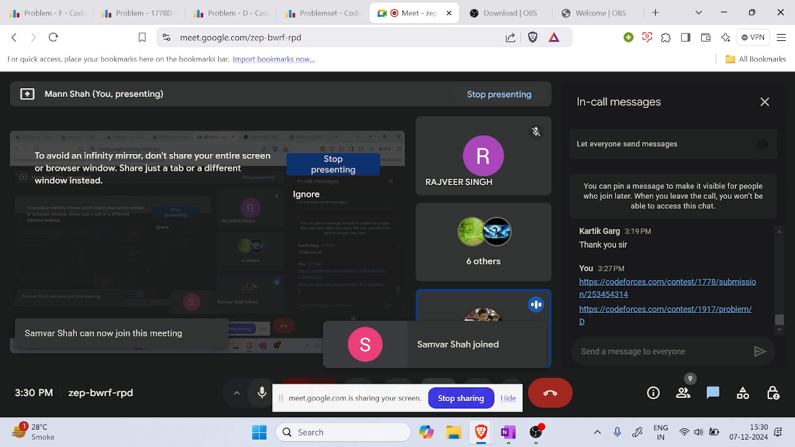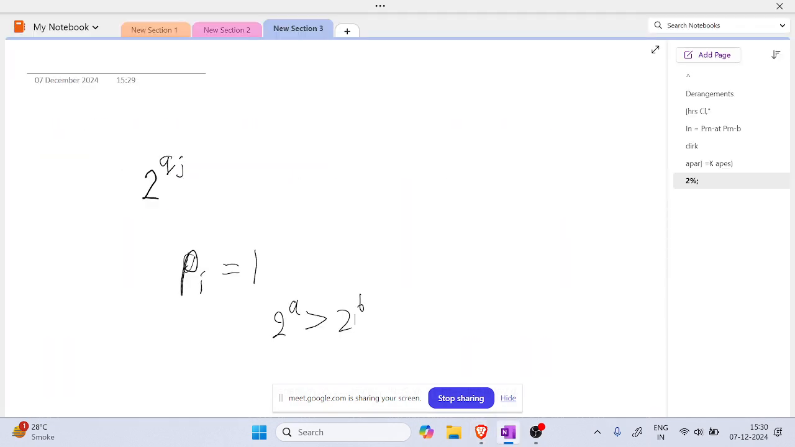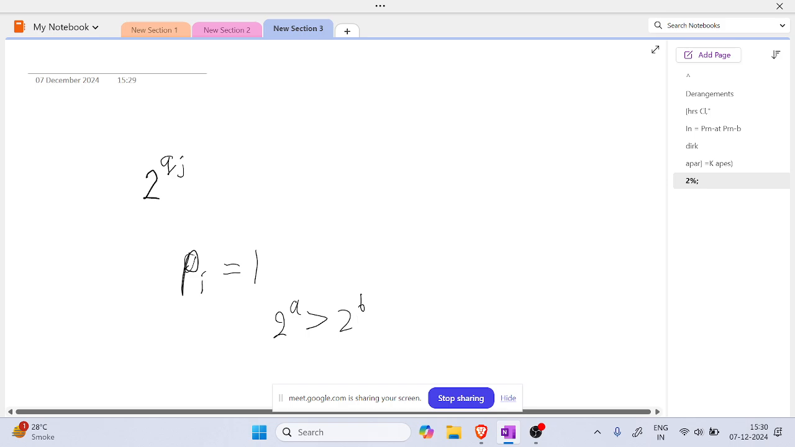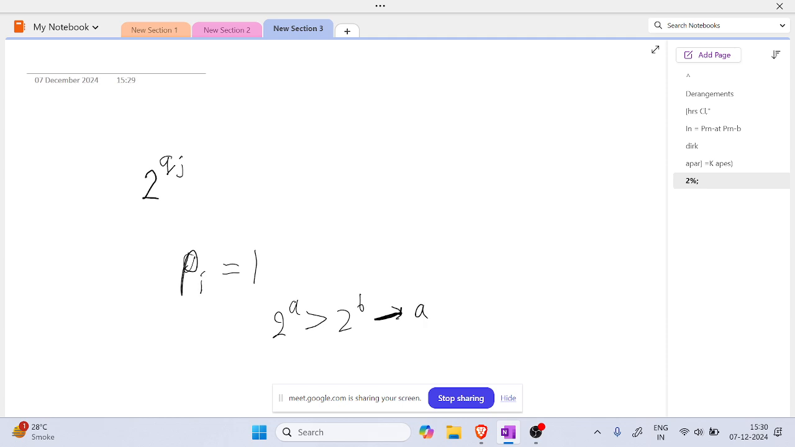Now 2 to the a is greater than 2 to the b means that a is greater than b directly. So that case is really easy because you can just count the number of inversions in the original array. Let's say q1, q2, so on until qk. Okay, now it's 0 indexed, right? So q0, q1, so on till qk minus 1, and q0, q1, so on until qk minus 1.